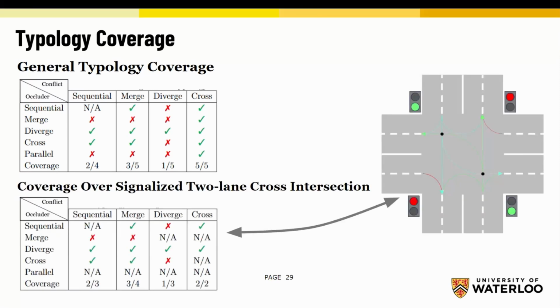But when we look at only the scenarios that are possible in a two-lane cross intersection, we end up with a better coverage, roughly 8 out of 12 possible scenarios. We've been able to generate at least one everywhere we have a check mark over there. And so we end up with a much improved variety compared to prior work.